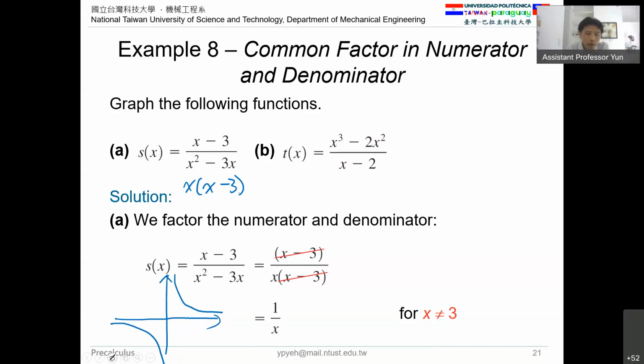But I think from this graph, although you can find this term here, the original function combines x minus 3 divided by x squared minus 3x, which will equal x minus 3 divided by x times x minus 3. But in this case, you can see that when x equals 3, although s of x is 1 divided by x here.